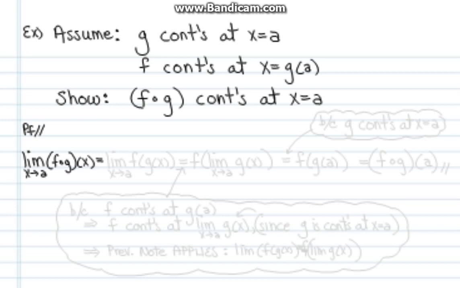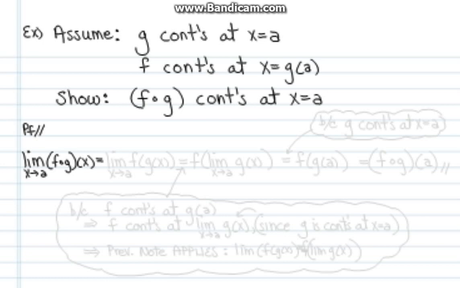Now stop here for a second. In order for this to show that this f composite g is continuous, what we've written here, the limit, is eventually going to have to be equal to f composite g of a. That is the definition of continuity. So that's where we're headed, but we have to be careful to validate every single step.